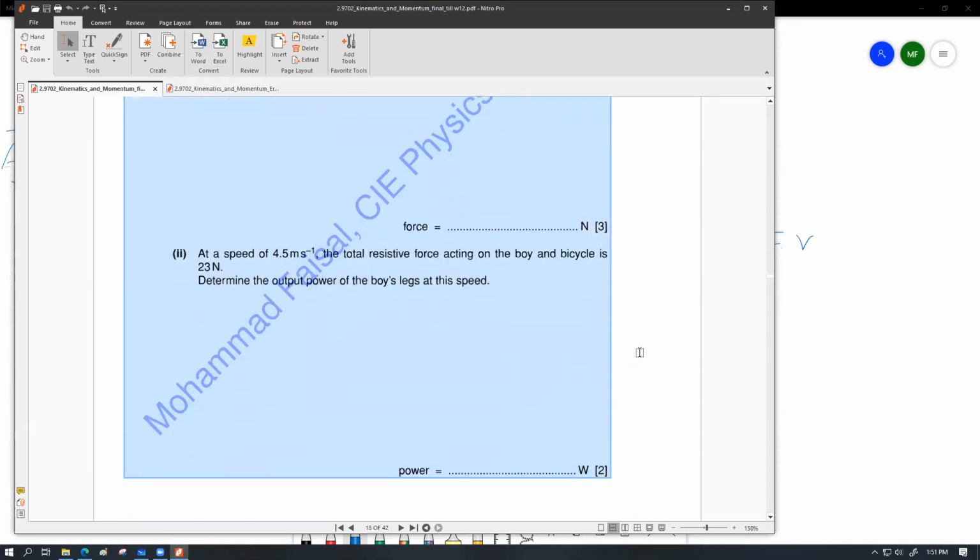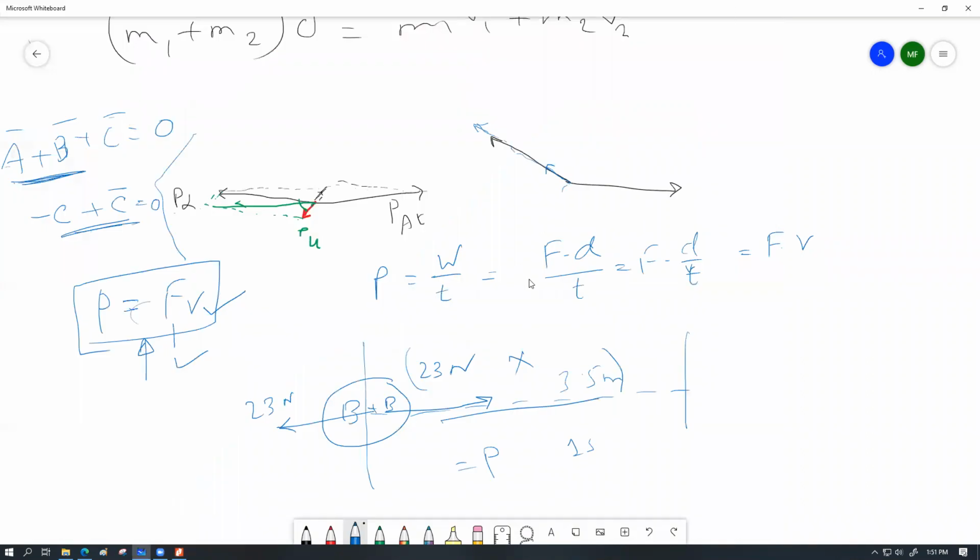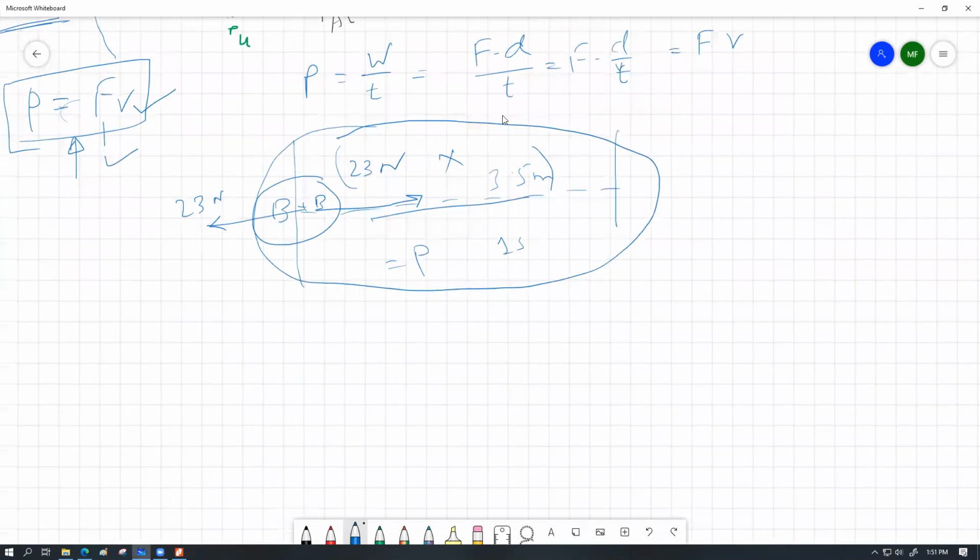Oh, I did mess it up. Oh, acha, my bad. If you calculate this value in that case, this would be the instantaneous power of the boy at that point of time where the boy was moving at 3.5 meters per second. So as per the question, let me just go further.